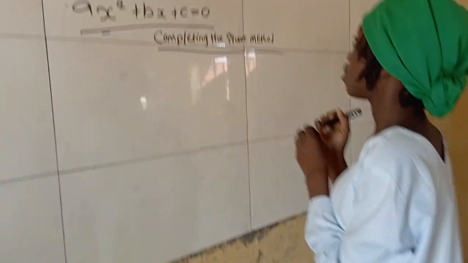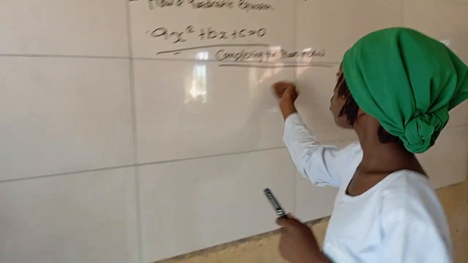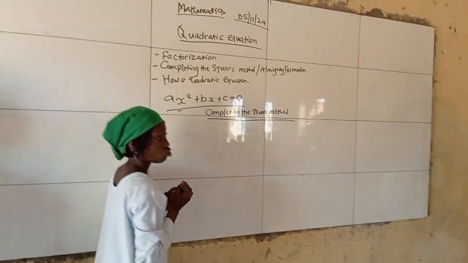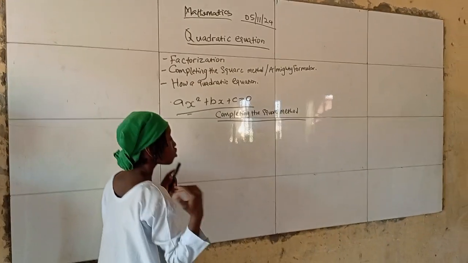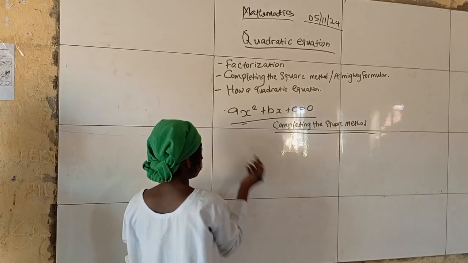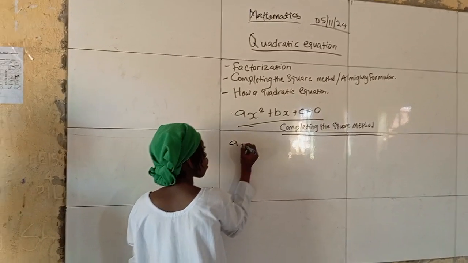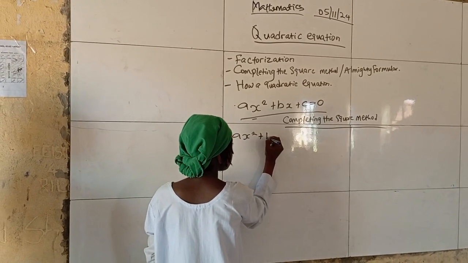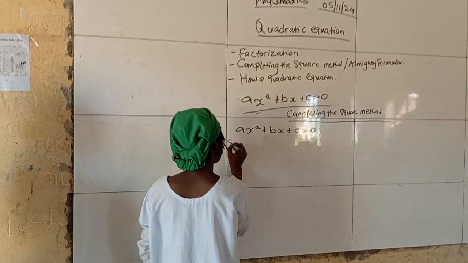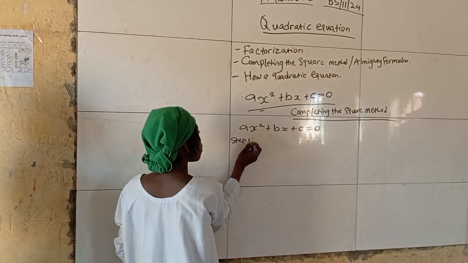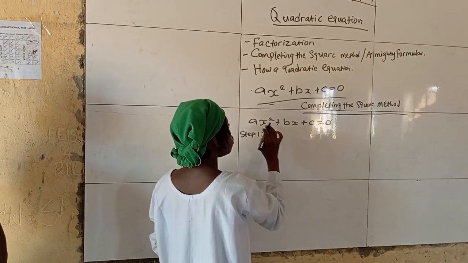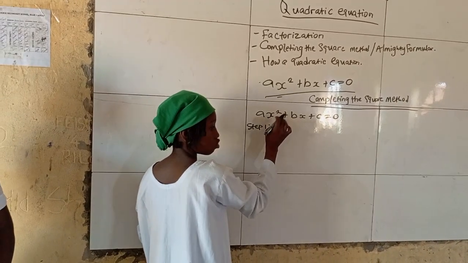Now, under this completing the square method, this form in which a quadratic equation is, that's what you are going to use to derive the steps to solve a quadratic equation. We have ax squared plus bx plus c equals 0. Step 1. To solve a quadratic equation given in this form, firstly, we divide by the coefficient of x squared.